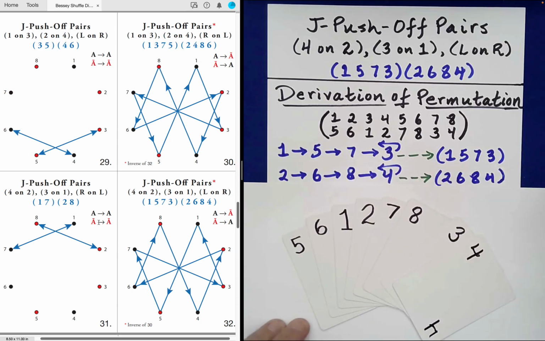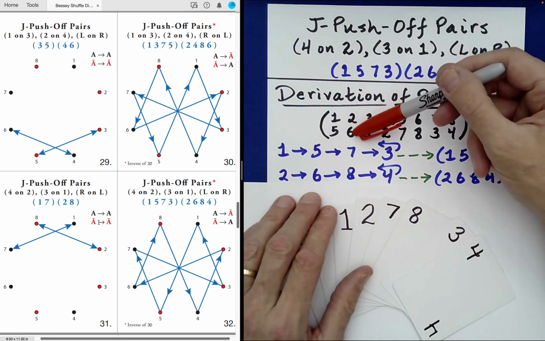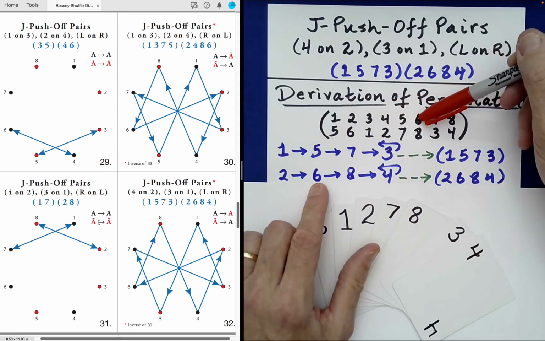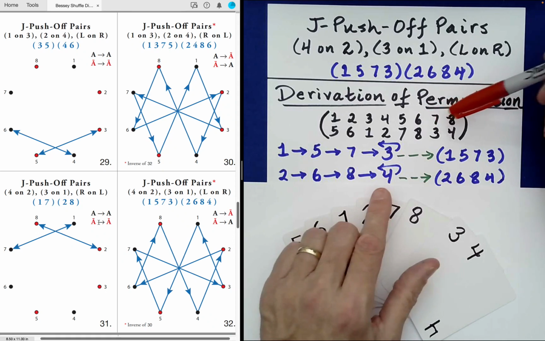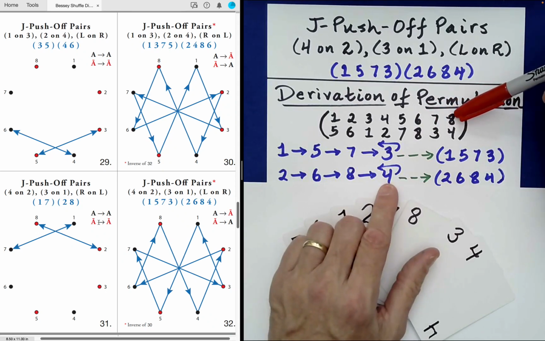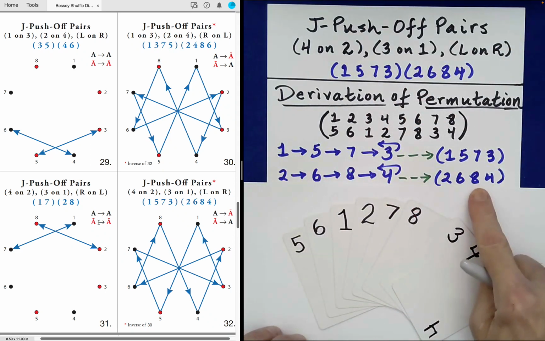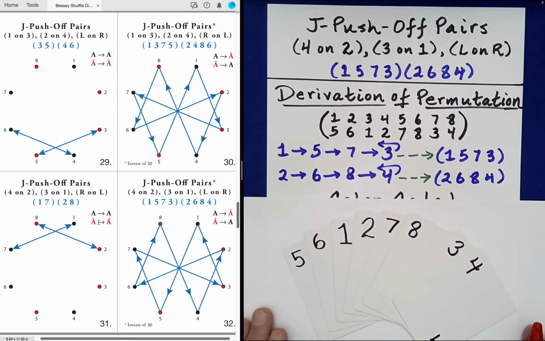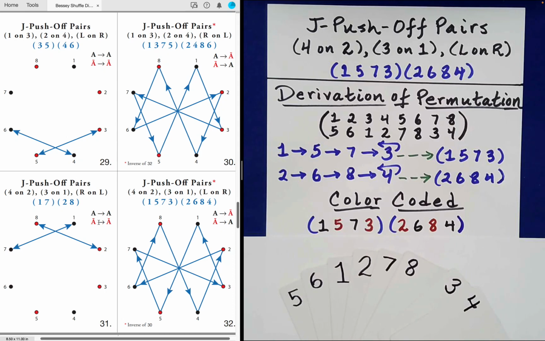In a similar fashion, let's see what happens with 2. 2 gets sent to 6, so we have an arrow from 2 to 6. 6 gets sent to 8, so we have an arrow there from 6 to 8. And then 8 goes to 4. We can see that with the arrow. And then 4 returns back to 2, completing a second 4-cycle. And that accounts for all 8 digits. So if we color code our digits, we obtain the following.